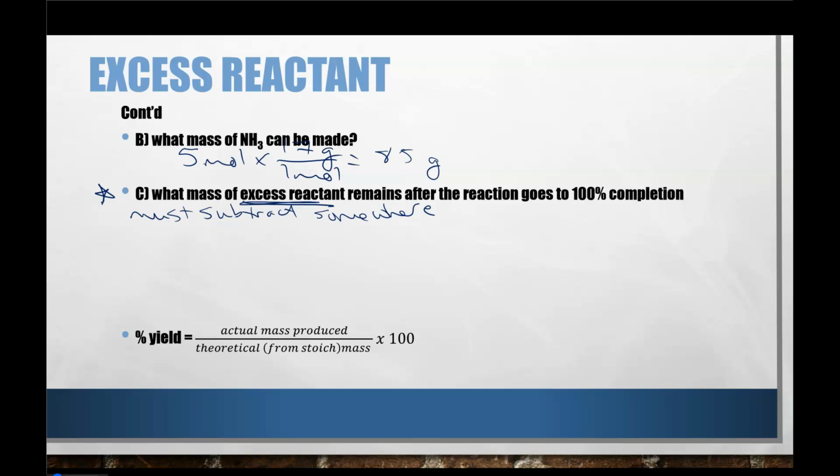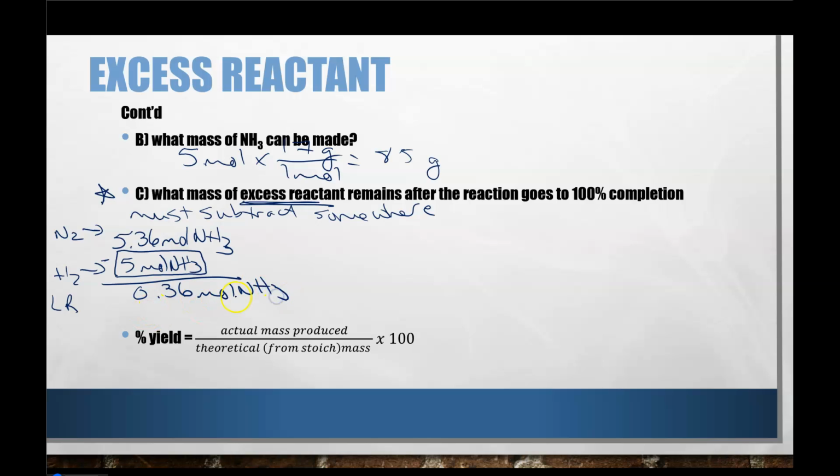So what I'm going to do is look back at what I already have for my numbers. I had 5.36 moles NH3, and that was from the nitrogen. And the hydrogen allowed me only to make 5 moles of NH3. So the hydrogen was my limiting reactant. It only allowed me to make 5 moles of NH3. That means if I subtract those two numbers, what I get is 0.36 moles of NH3 that would have come from my excess nitrogen. It could make an additional 0.36 moles of NH3.